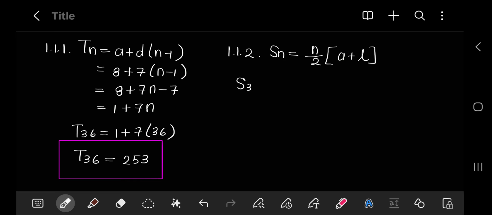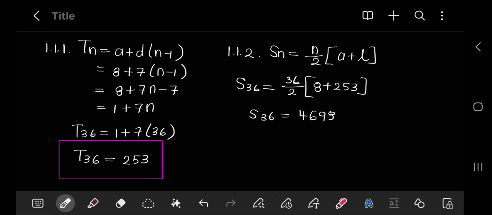So we are getting S36, which should be 36 over 2. First term is 8. Last term is 253. And you just got to plug this into your calculator. You should get 4698 as S36.